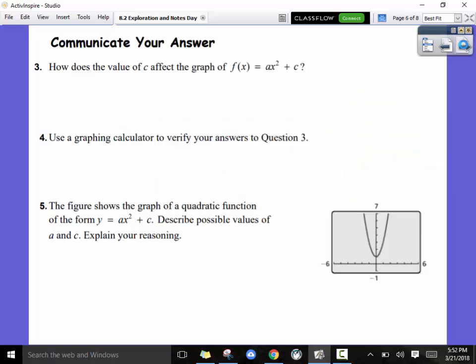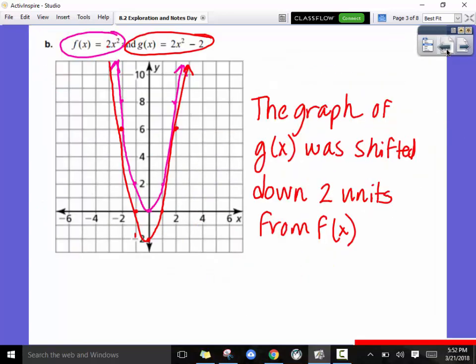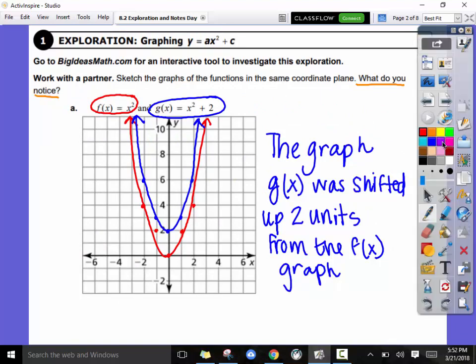Okay, a couple follow-up questions. It says, how does the value of C affect the graph of the equation? So what is this new value of C doing? If we take a look at exploration 1 and look at the value of C, you had the first equation, the parent function, f of x equals x squared, and then you had g of x equals x squared plus 2. And we said the graph shifted up 2 units.